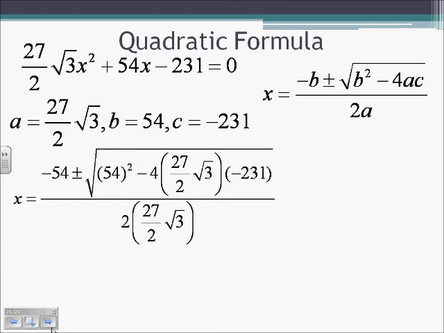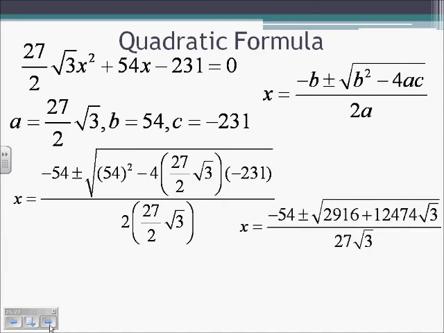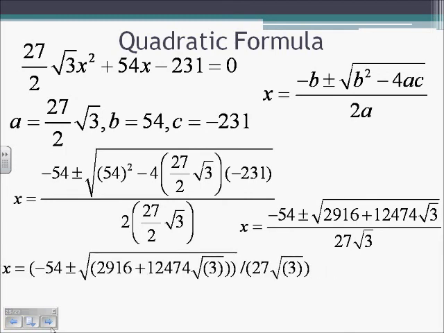So again, very complicated to plug into our calculators. Make sure we're doing it correctly. We're going to get x equals negative 54 plus or minus the square root of 2,916 plus 12,474 times the square root of 3, all over 27 square root of 3. Alright, this is how we're going to plug it into our calculator. Again, making sure we have all of our parentheses aligned properly. x is going to be approximately 2.194 or negative 4.503.